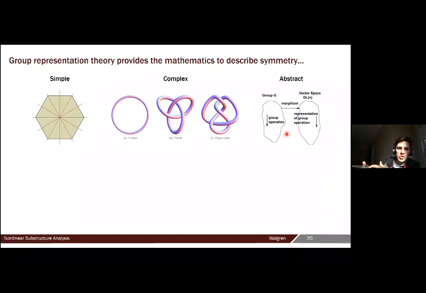So these groups could be simple objects like shapes. They could be complex objects and complex operations, like taking a circle to a trefoil to a figure 8. All of those are in the same group that's represented by some mathematical transformation. And then these groups can also be just abstract or not even really mathematical.